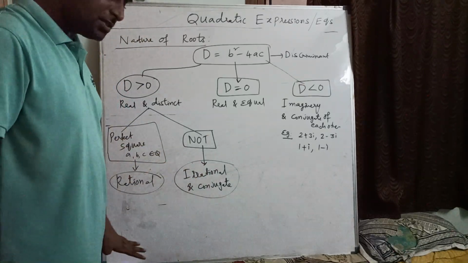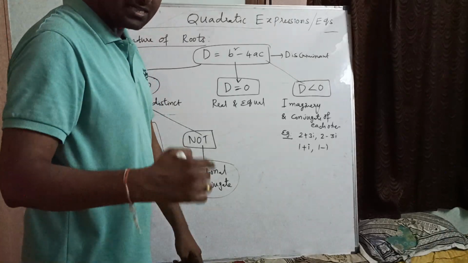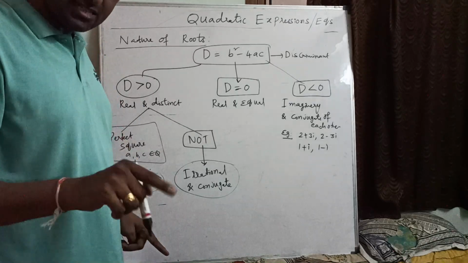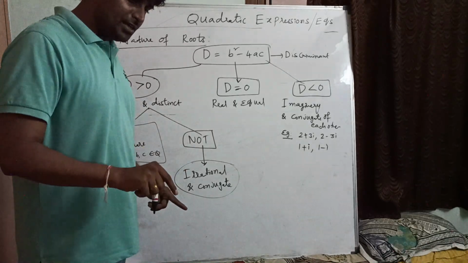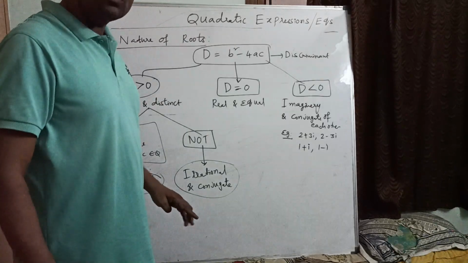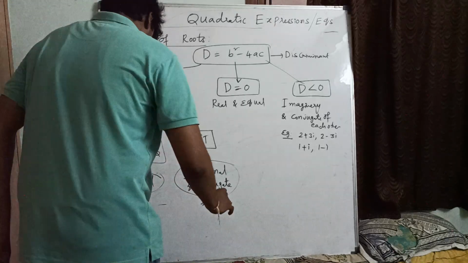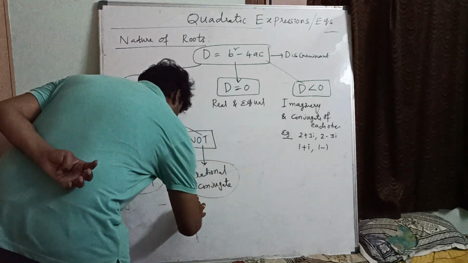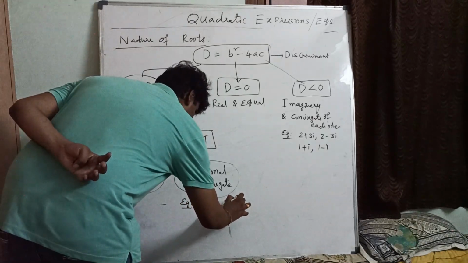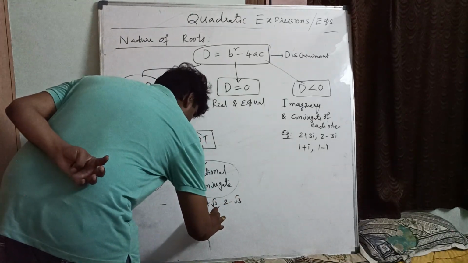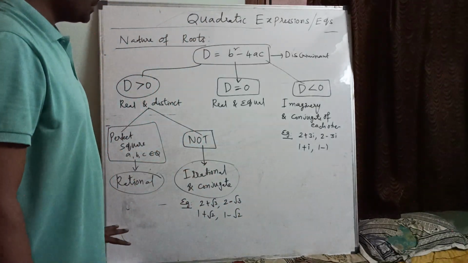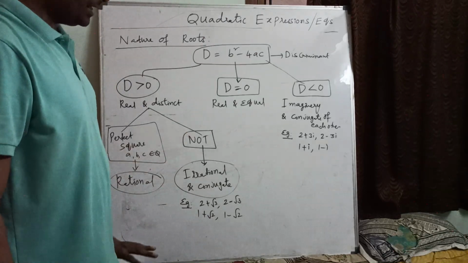How will you get roots? Irrational conjugate means 2 plus root 3, 2 minus root 3. Is 2 plus root 3 an irrational number or not? Yes. Similarly, 1 plus root 2, 1 minus root 2, like that. So for example, 2 plus root 3, 2 minus root 3, 1 plus root 2, 1 minus root 2. So like that we'll get roots. That is the meaning, right?